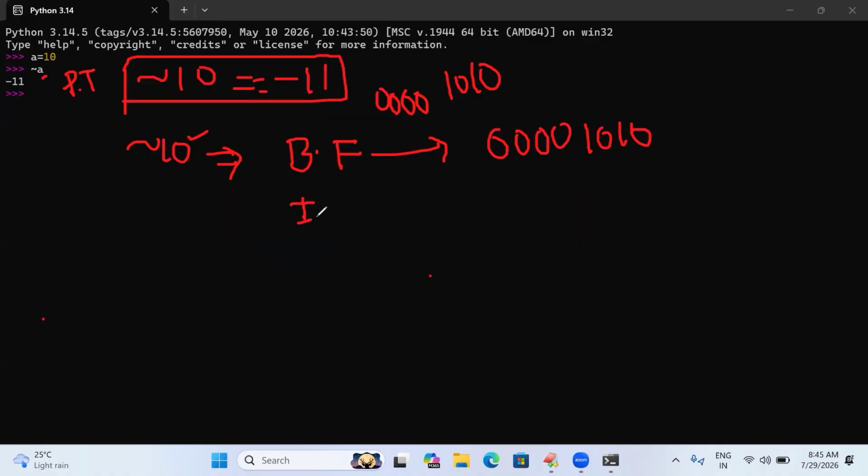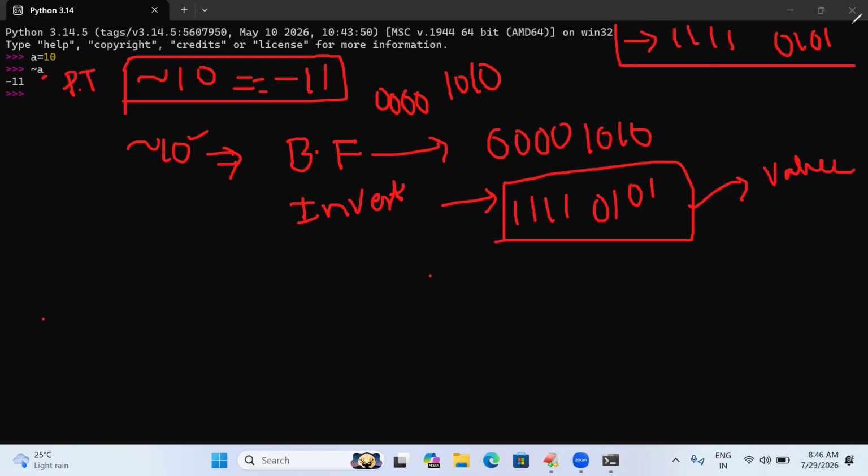Now I'm going to invert these bits. So 0 becomes 1, 1 becomes 0. And here also 0 becomes 1, 1 becomes 0. Here all zeros, we are going to make all ones. So this is the bitwise complement operator value, right? What do we get as the answer? We get the answer as minus 11, right? So we got this answer as minus 11.